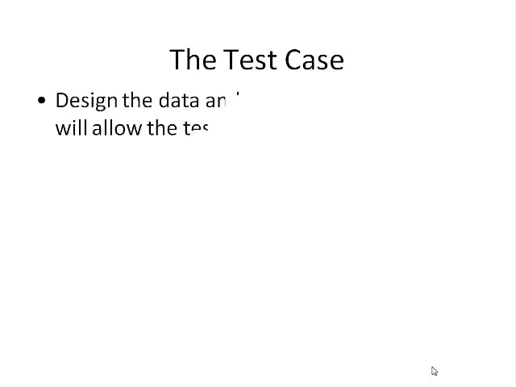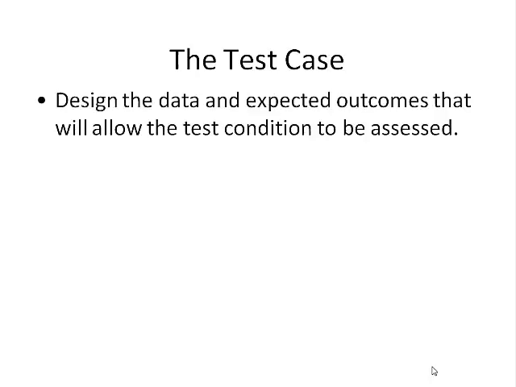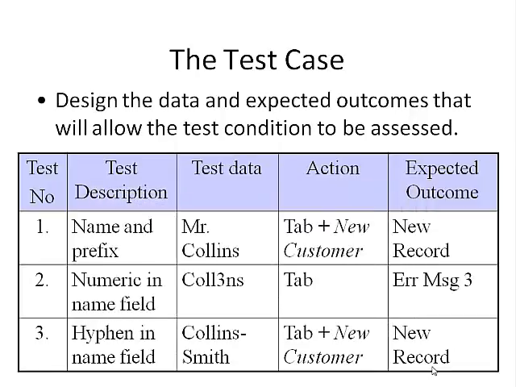From here, let's go and think about the test case. As I said, the test case is really the individual data which is going to be used to prove the particular point which needs to be established to ensure that the system is fit for purpose. Here we've got a table of various types of test, and we can see that it breaks down into a test number, the test description, the data itself, what the user must do in order to perform the test, and what you expect the outcome to be.